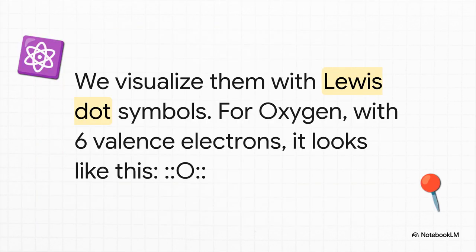So how do we even keep track of these things? It's actually pretty simple. We use a handy little tool called a Lewis dot symbol. So for an element like oxygen, which has 6 of these super important valence electrons, we just draw its symbol, the O, and pop 6 little dots around it. That's it. This simple drawing is our map for understanding exactly how it's going to behave.